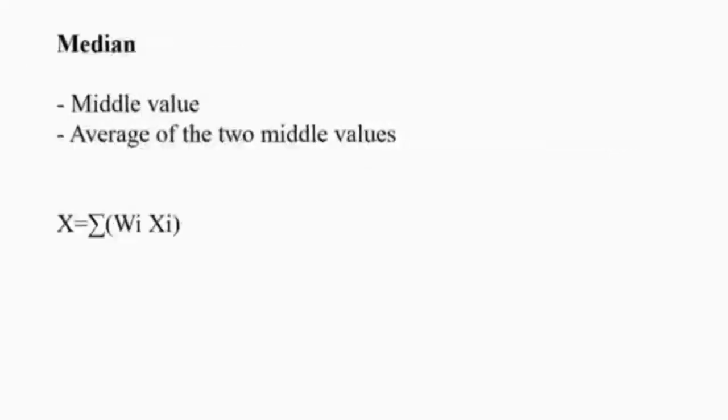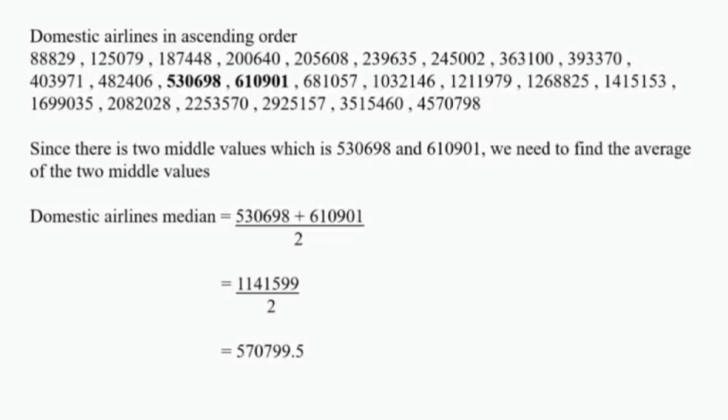Next, for the international airlines mean, we will get the answer, which is 456,067.42. Next is the median. Median is the middle value or the average of the two middle values. Before we find the median, we will arrange the values in ascending order.